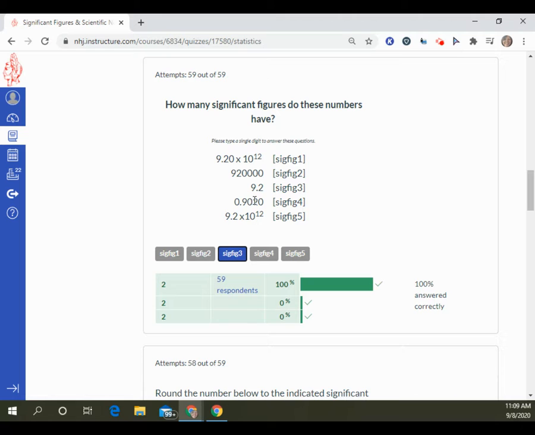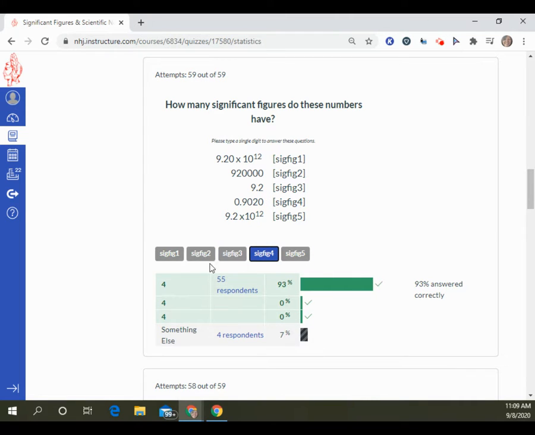And the third one is 2, because they're both non-zero digits. So everybody got that right. That was good. The next one has 4 significant digits, so we had a little struggle with that. Non-zero digits, the 9 and the 2. This 0 here is in between, so it would be significant. And then the last 0 is significant because it's a final 0 in the decimal portion. There's our decimal place. A final 0 in the decimal portion. Okay.